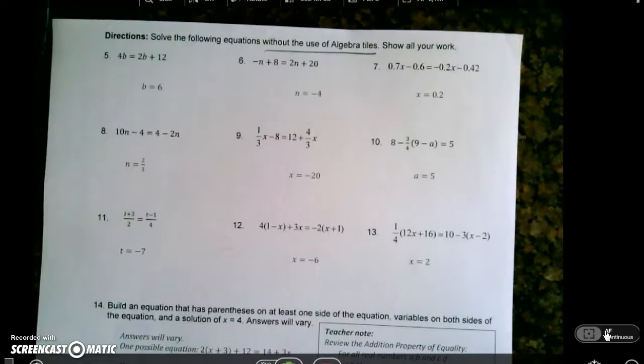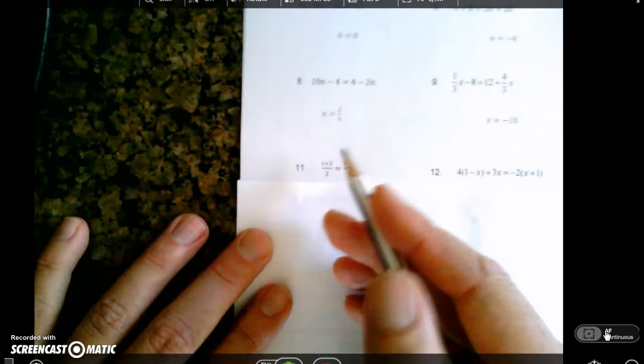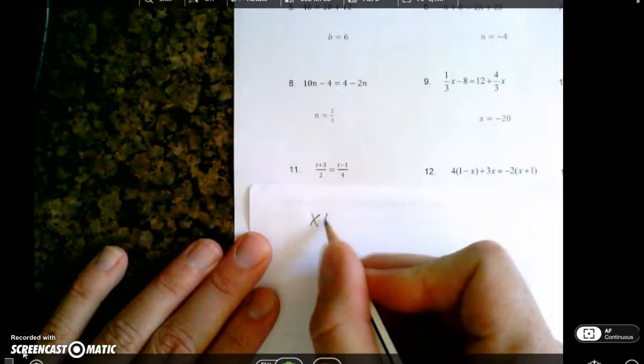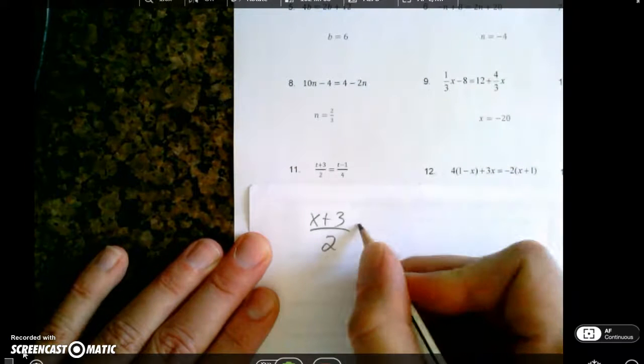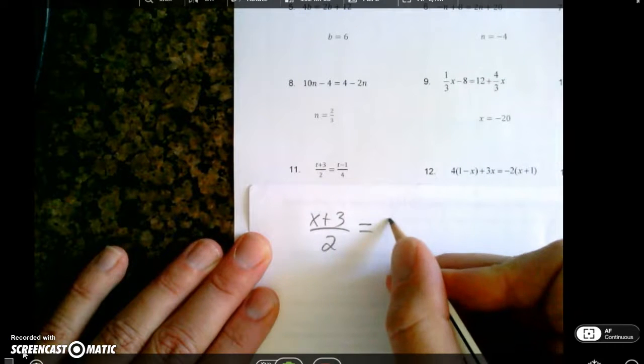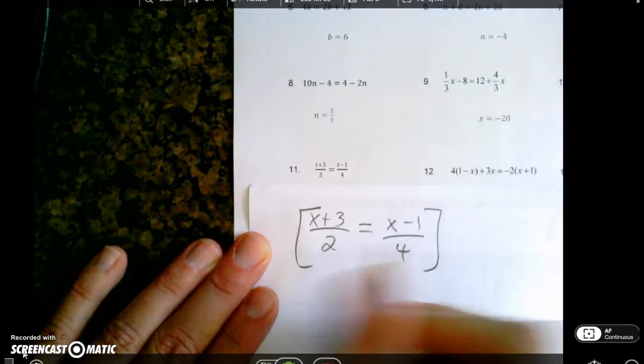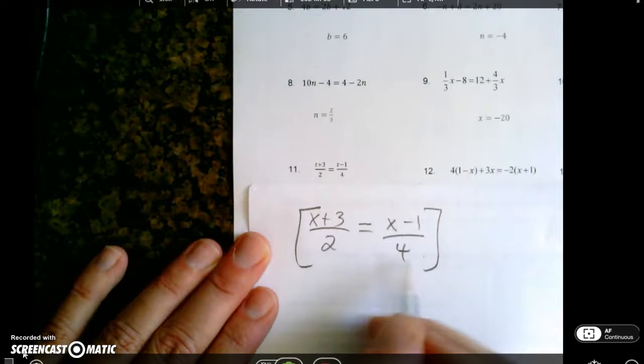Kind of a scary looking one, maybe. How about number 11, and then we'll go on to probably 13. So how about number 11? Okay, number 11, I'm changing the t to an x. x plus 3 over 2 equals x minus 1 over 4. Well, what's the LCD for 2 and 4? Well, hopefully you know that it's 4.